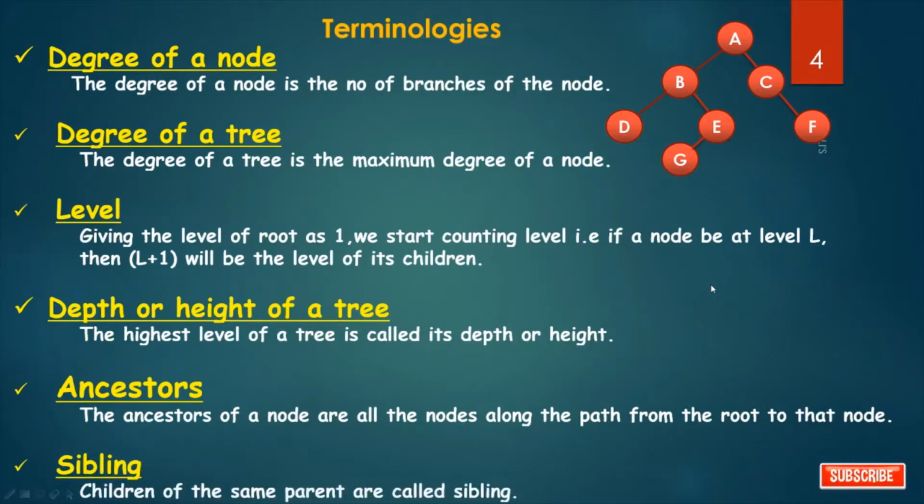Sibling. Children of the same parent are called siblings. See, for D and E, their parent is the same. So, they are siblings. But for E and F, E comes from the node B and F comes from the node C. Though they are at the same level, they are not siblings because their parents are different.